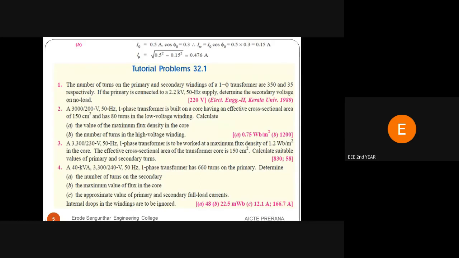Here there are 4 detailed problems available. For calculation practice, we have to solve these 4 problems. For any clarification, you should call and inform me. These are simple basic problems, and the answers are already there, so you can cross check your answers also.